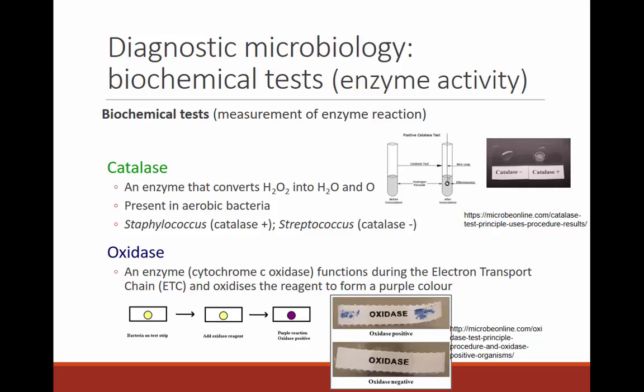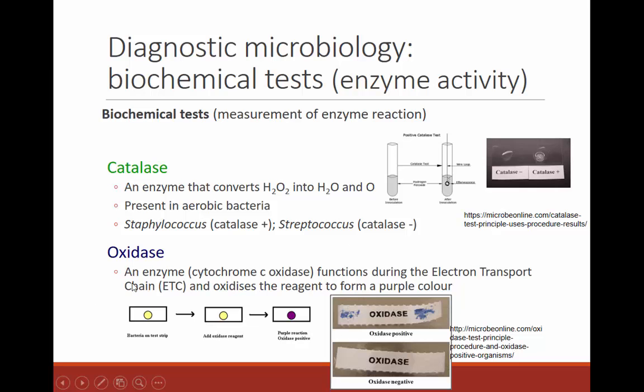It's a really simple test, but by that you can tell if it's aerobic and producing that catalase. So Staphylococcus is catalase positive and Streptococcus is catalase negative. So even though they're both aerobic, one, the Streptococcus, doesn't produce that particular enzyme. Okay, so it's just an indicator. It's another way of sorting out which species it is.